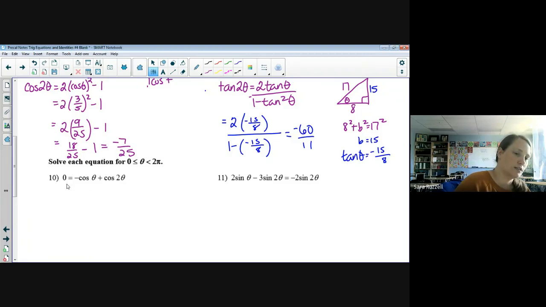So this first one is 0 equals negative cosine theta plus, not 2 cosine theta, cosine 2 theta. So I'm going to replace that with an identity from above.